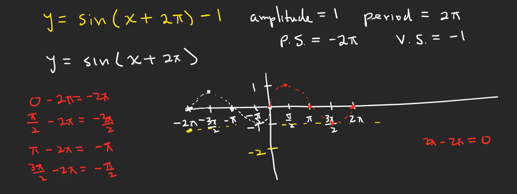So this point will end up over here. That point will end up over here. This point will end up over here. And that point will end up over here. And this point will end up over here. Again, we only drew one cycle, but you know that this graph will go on continuously. So this is the graph of y equals sine of quantity x plus 2 pi minus 1.